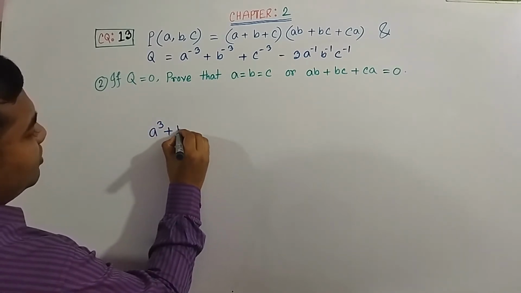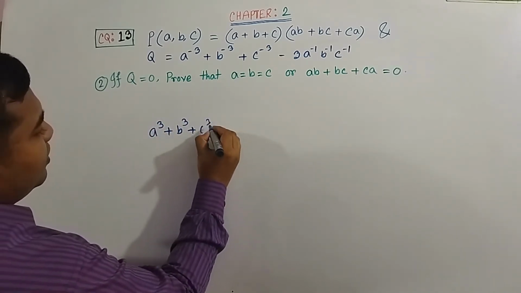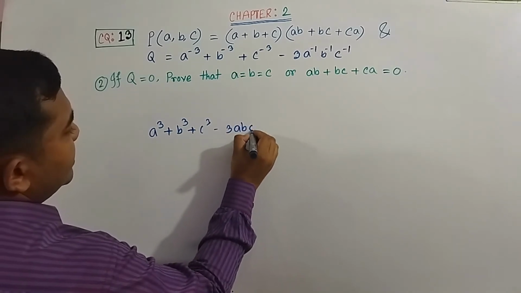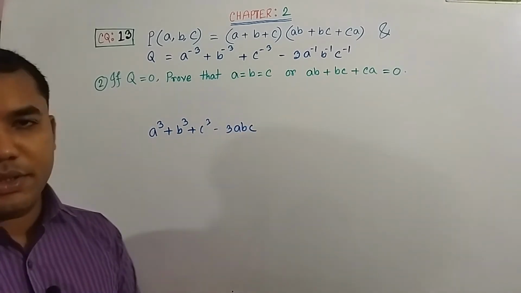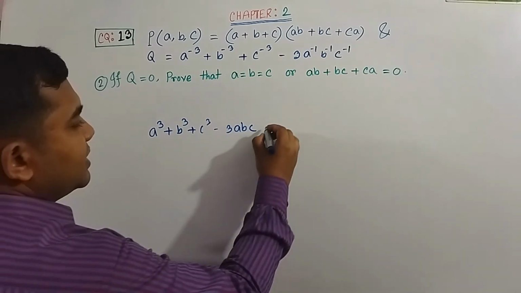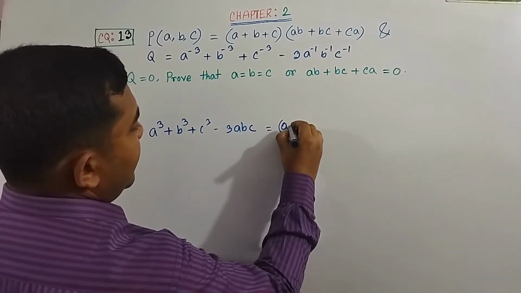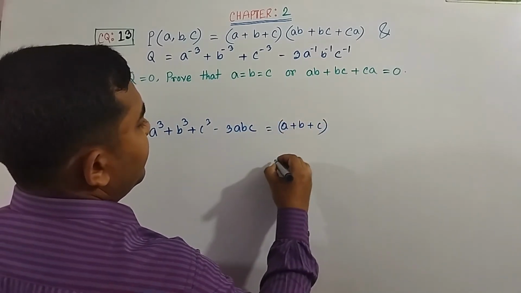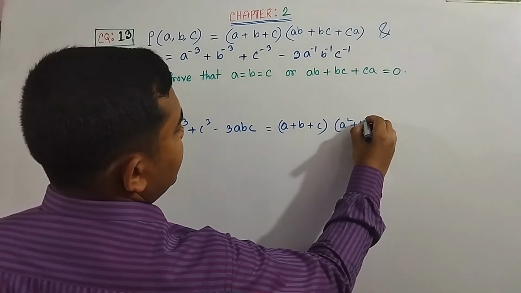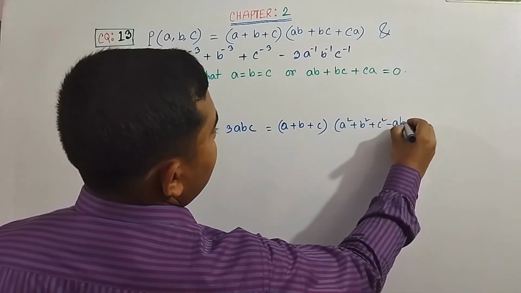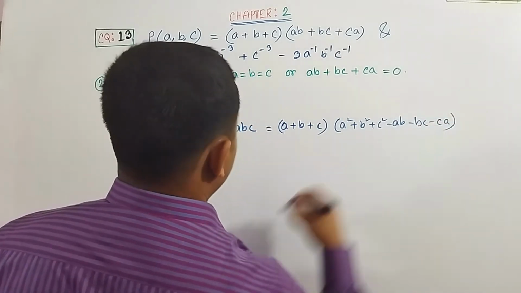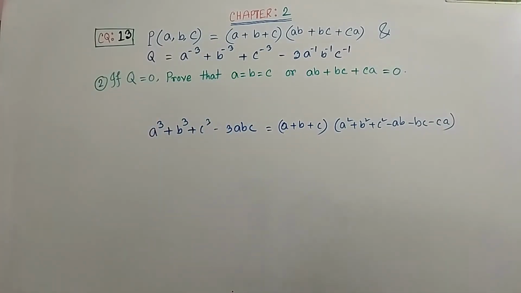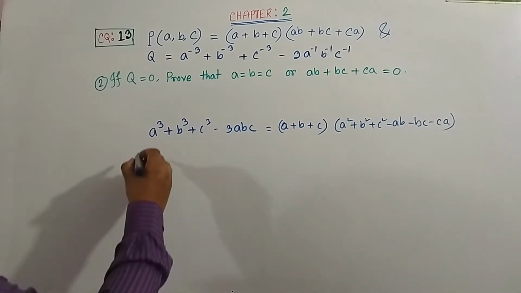But to solve these types of math, before that I want to go for a formula. Write down this formula: A cube plus B cube plus C cube minus 3ABC. What's the formula for it? You already know it can be written as A plus B plus C into A square plus B square plus C square minus AB minus BC minus CA. Write down that A cube plus B cube plus C cube minus 3ABC can be written this way. Okay, and there is another formula for it.